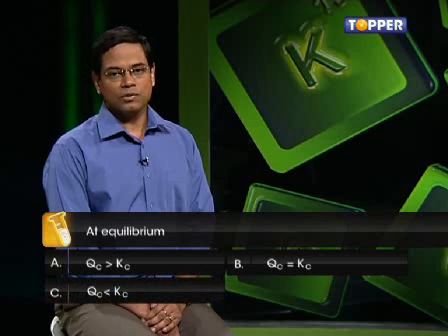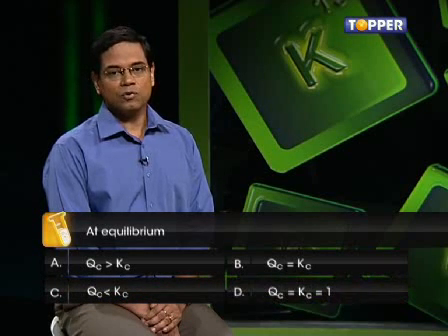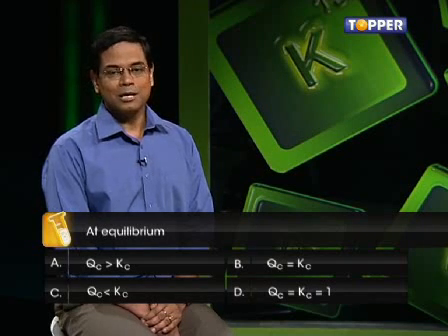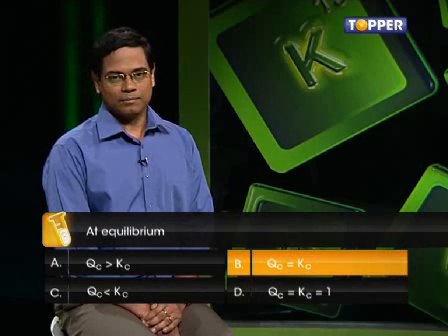Your first question is, at equilibrium, A, Q is greater than K, B, Q is equal to K, C, Q is less than K, D, Q is equal to K is equal to 1. The answer is B, Q is equal to K. That was not tough. Here comes the next question.